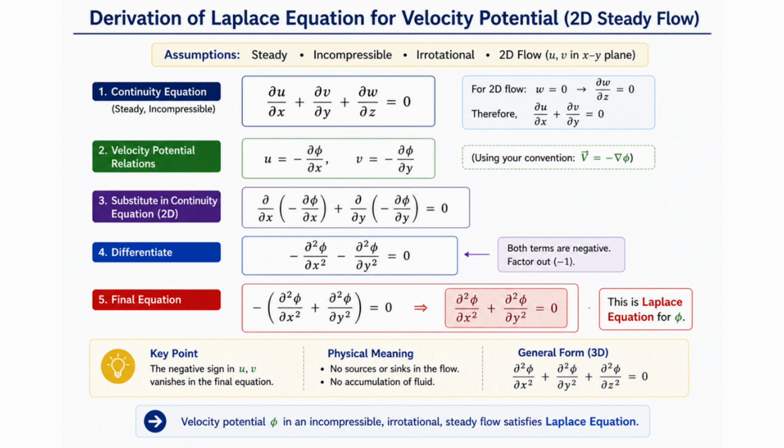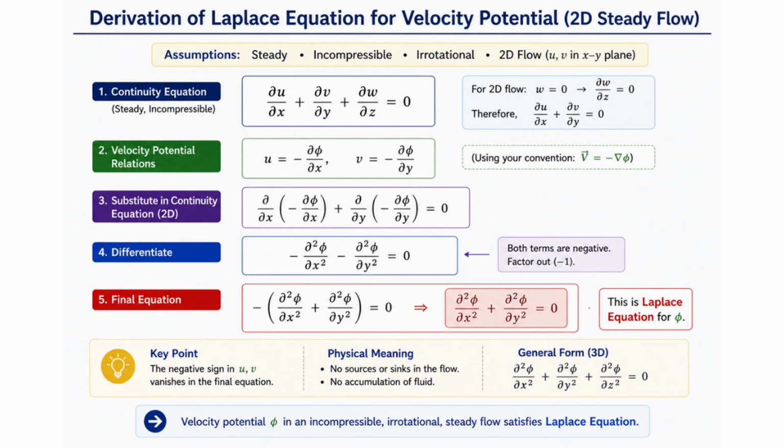Factor out the negative sign. Minus of second partial phi by partial x squared plus second partial phi by partial y squared equals 0. So, second partial phi by partial x squared plus second partial phi by partial y squared equals 0. This is the Laplace equation for velocity potential in two dimensions. Physically, this means there are no sources or sinks in the flow and no accumulation of fluid.